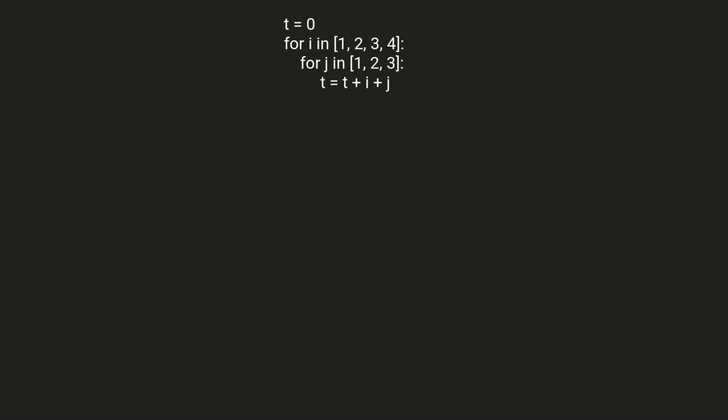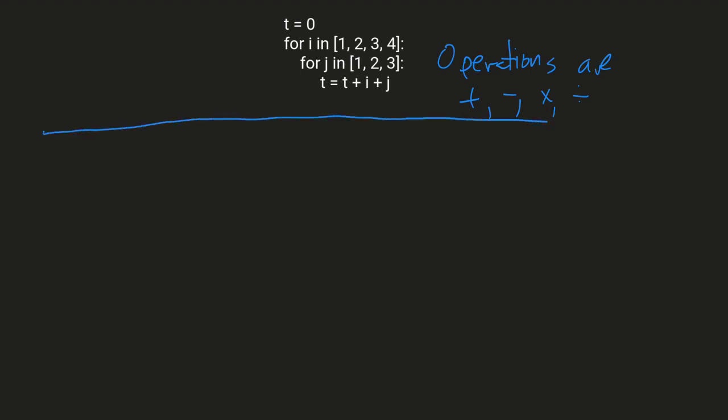Now, I'm only going to count things as operations if it's a mathematical operation. So when I say the word operation, that's going to be things like addition, subtraction, multiplication, division, which in this case I only have addition. But that's what I mean when I say counting operations. So starting out, why don't we just see what happens for one of them?